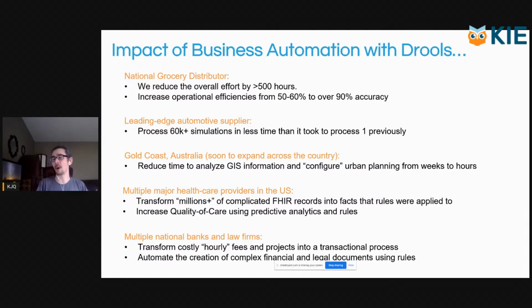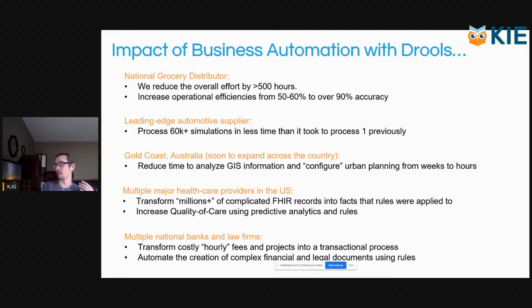Another scenario that we've been using Drools in very successfully is the whole region of Gold Coast, Australia. We implemented Drools with decision tables, and they can perform urban planning requirements in hours, what used to take months. It's been so successful in its rollout in Australia that it looks like it's going to actually expand across Australia into other regions, potentially across the country.